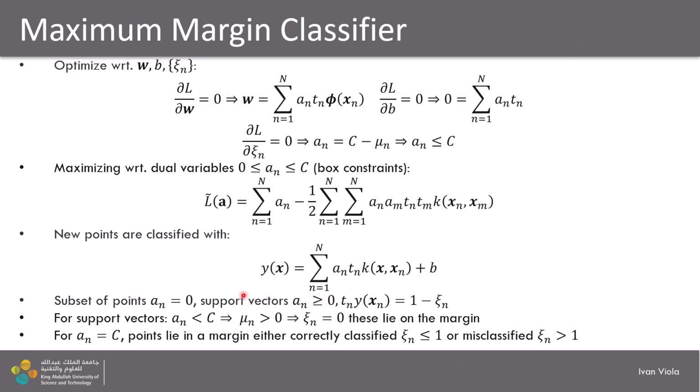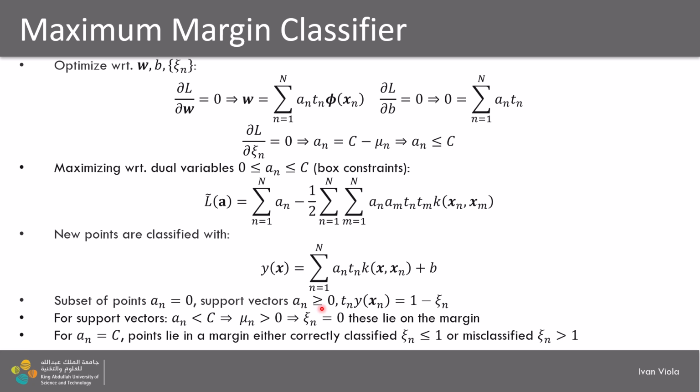Let's have a look at the characterization of what the various values of a_n, or the other parameters, indicate. After the optimization, all the points which have a_n equal to 0 are points which are not considered as support vectors and are safely far away from the decision boundary. Then we have support vectors for which a_n is bigger than 0.